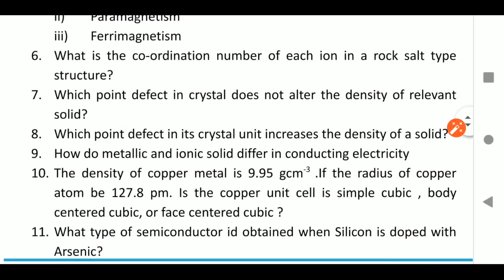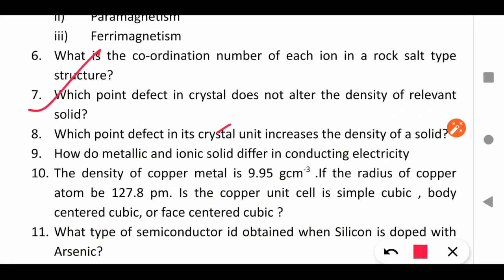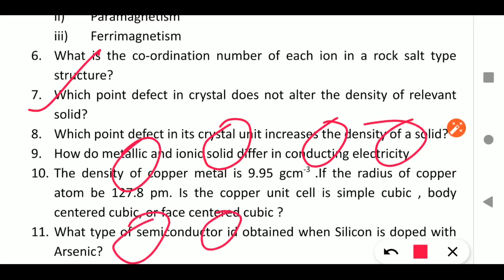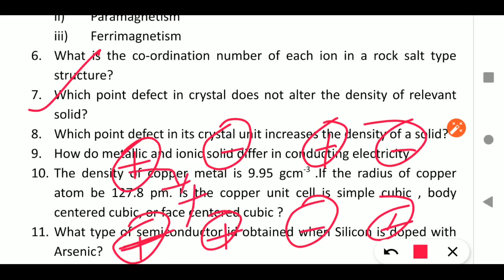Which point defect in the crystal does not alter the density of the solid? Right now we discussed, it is Frenkel defect, because in Frenkel defect the cation just loses its position but it remains inside the lattice. Suppose this is the structure, so here this cation will take the position of an interstitial site but it will remain inside the solid, so density will not be changed by this defect.